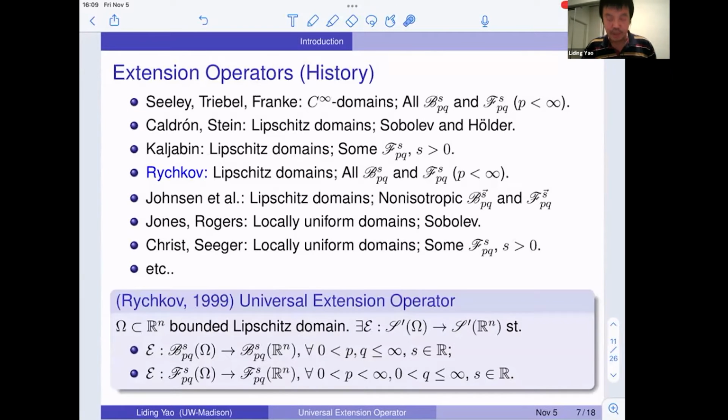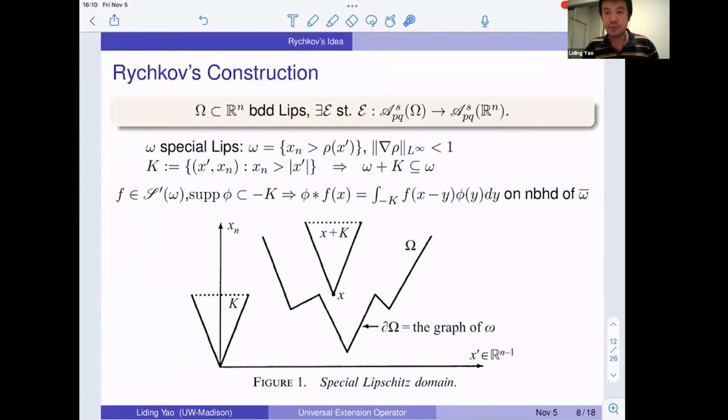Okay, so our focus here is right in the middle. It's Rychkov's extension operator. It says that on a bounded Lipschitz domain, we are able to find an extension such that it's bounded in all the Besov spaces and all the Triebel-Lizorkin spaces. In order to talk about our main results, I should go over a little bit how Rychkov constructs his extension operator.